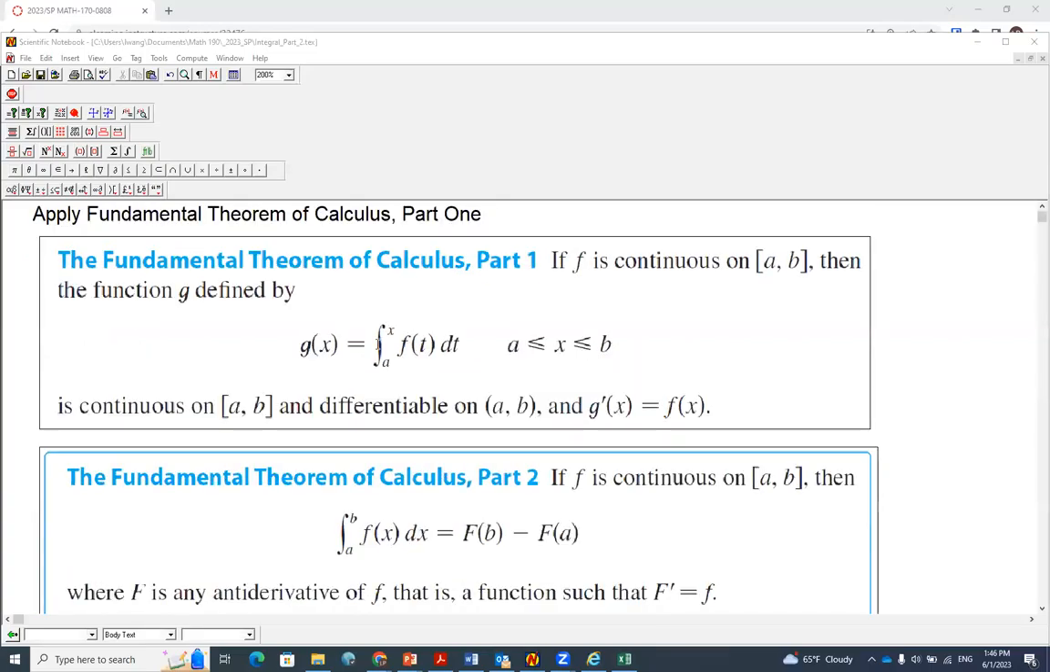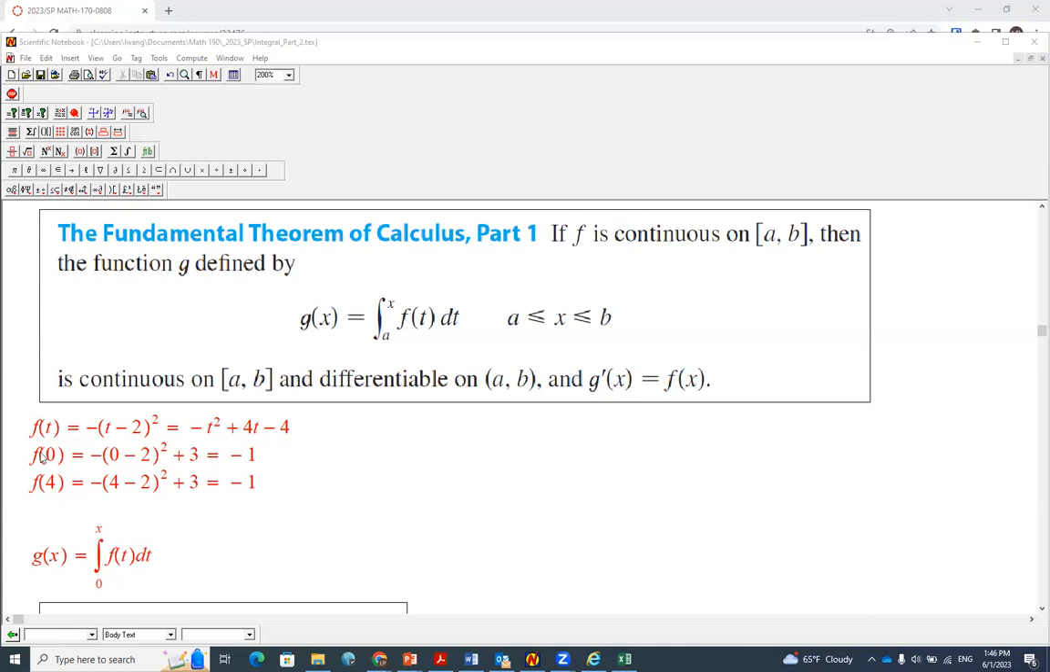Hello, everyone. In this recording, I wish to dive a little deeper into the fundamental theorem of calculus part 1. I had some discussions with some of you, and that was very helpful. I wish to thank those individuals who raised the question. So first of all, I'd like to show you what it is.